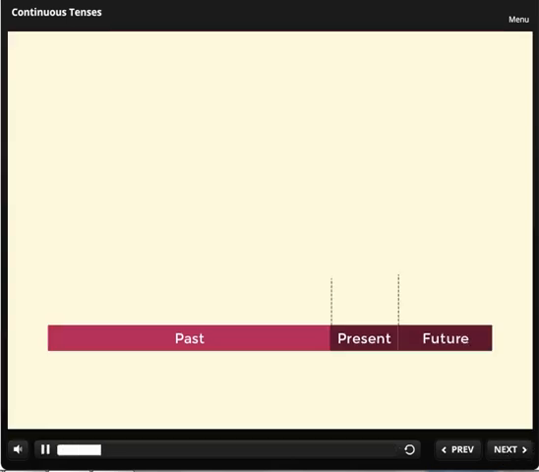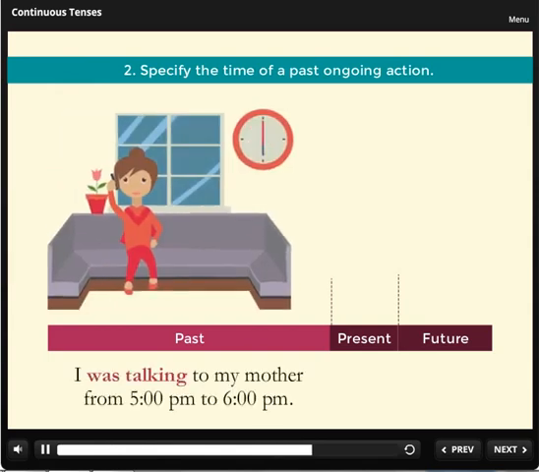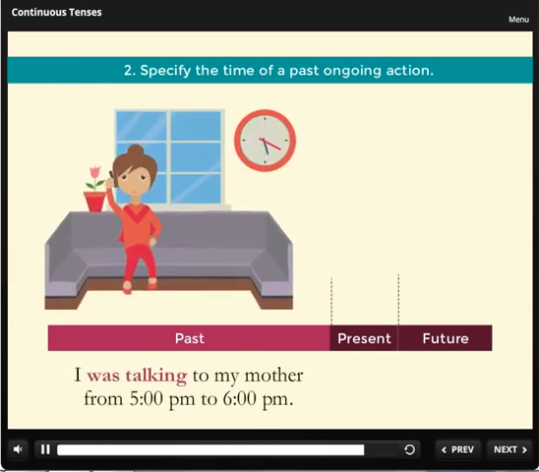We can use past continuous when we want to give the time for an action that was happening in the past. For example, I was talking to my mother from 5 p.m. to 6 p.m.